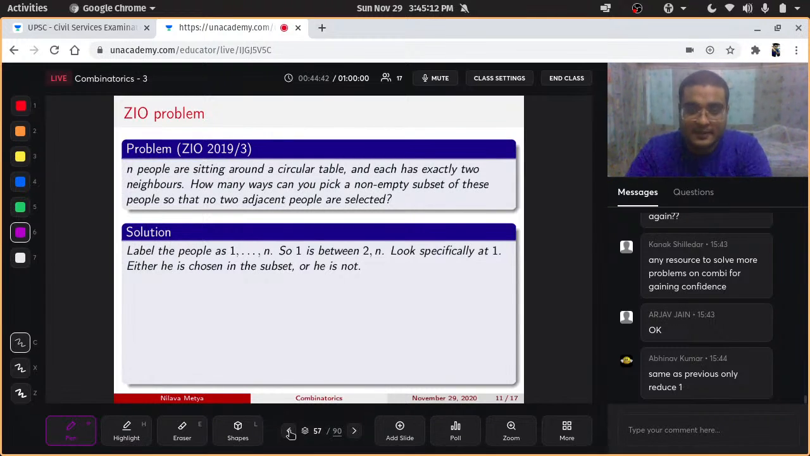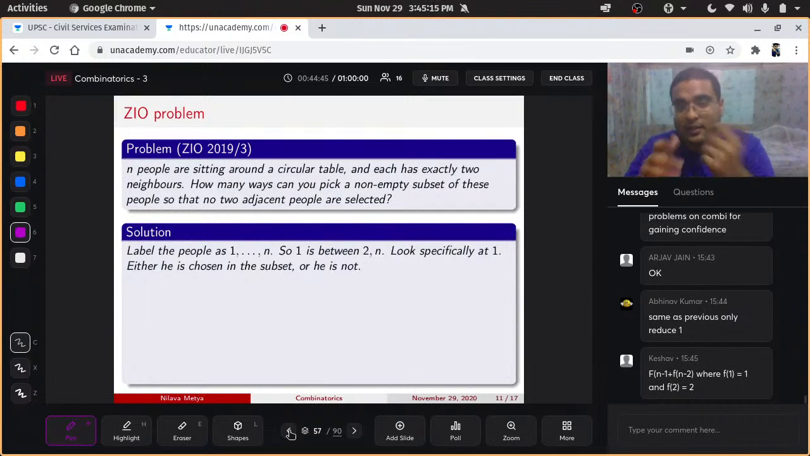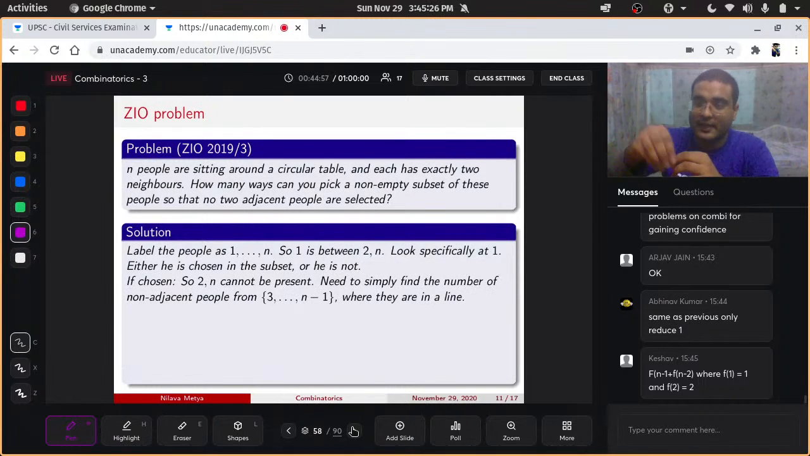Okay, let's see what happens if you look specifically at 1. He is either there or he is not there. If 1 is present in the subset, so I'm choosing 1, I cannot choose 2, I cannot choose n. From the remaining, that is 3 to n minus 1, they form a line because 3 over here does not have a neighbor to one side and n minus 1 over here does not have a neighbor to the other side. So they literally form a line.